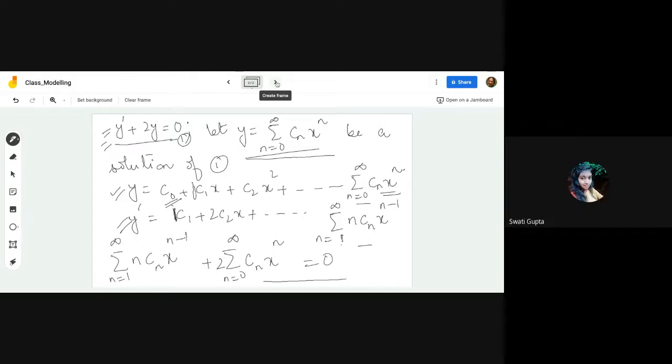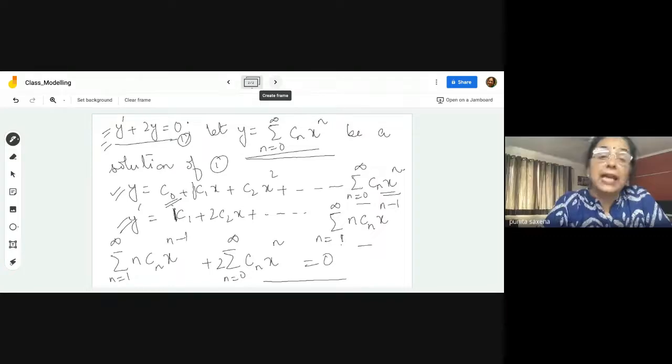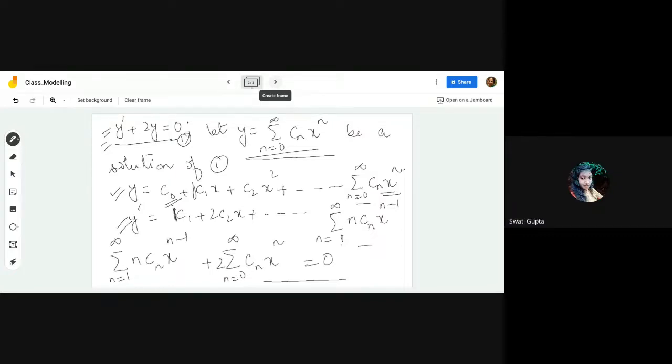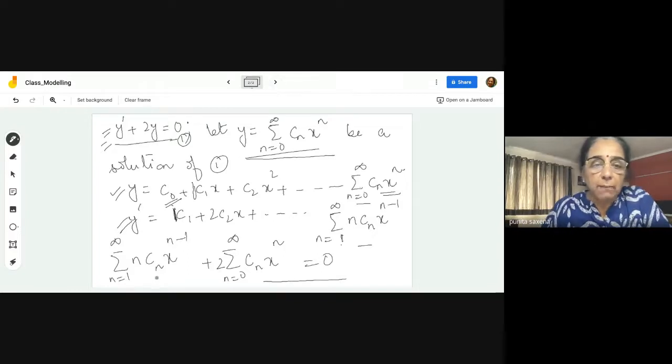So ultimately, we need to find the cn's. Now, I need to combine these terms, right? How they are going to behave. For this, in order to combine these two terms, I must have the summation starting from at least the same index, right?